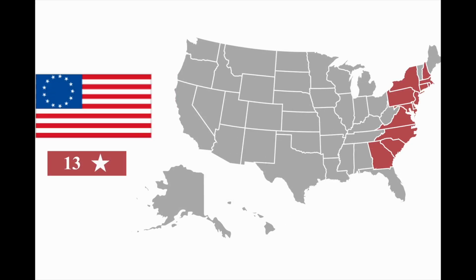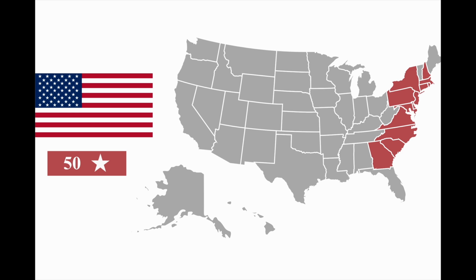The original flag had 13 stars and 13 stripes to represent the original 13 colonies. Now, the United States of America has 50 states. The flag has 50 stars to represent each state.